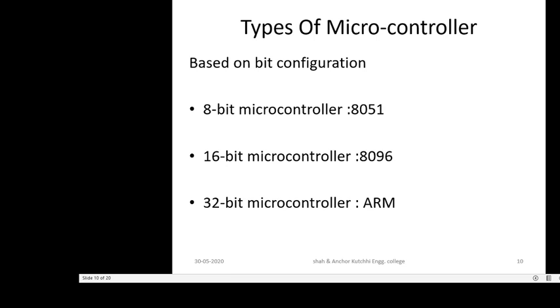Then we have the 16-bit microcontroller, the 8096. Then next is the 32-bit microcontroller. The most popular example of a 32-bit microcontroller is ARM, that is Advanced RISC Machine. In your syllabus, you are going to learn the architecture of 8051 and ARM. That means you are learning the 8-bit microcontroller structure and the 32-bit microcontroller structure with programming.